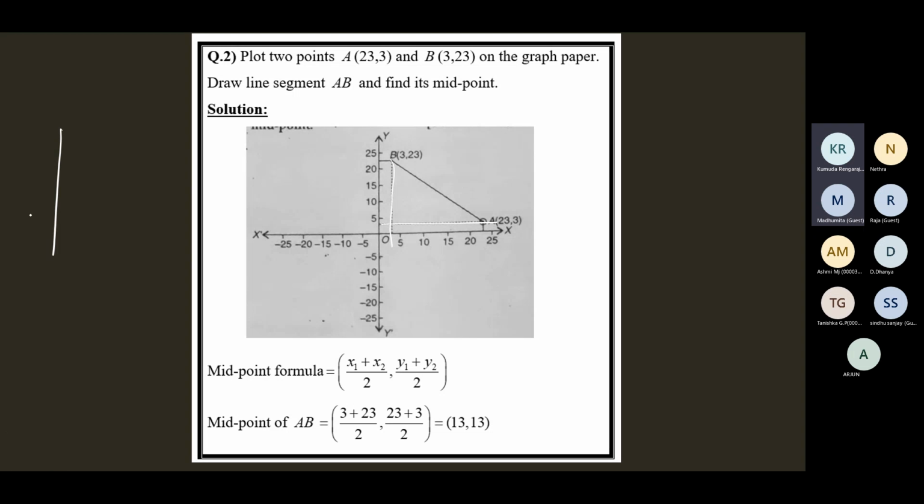You just plot. What will you do? You will take some scale and you will plot (2, 3) like this. That is A. Then you will plot (3, 2), B. You will join AB. That's all you will have. You will just have a line segment AB.